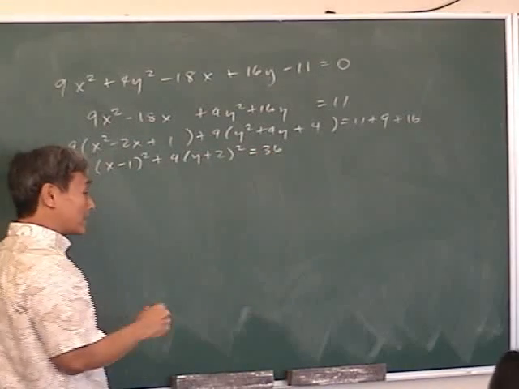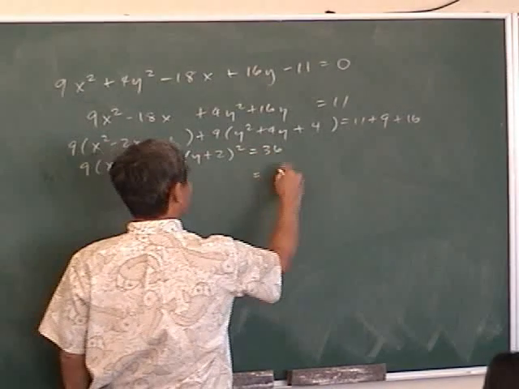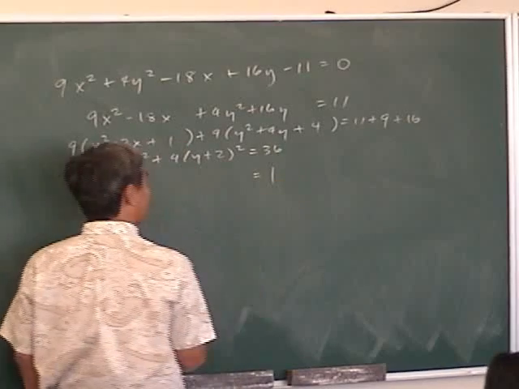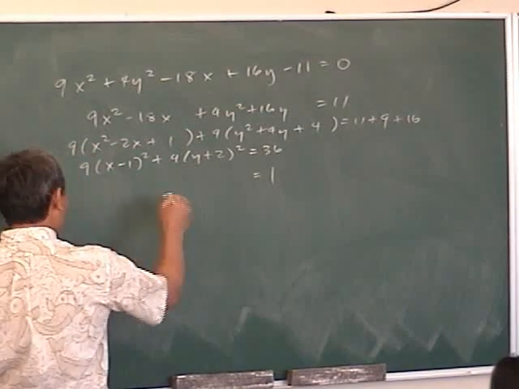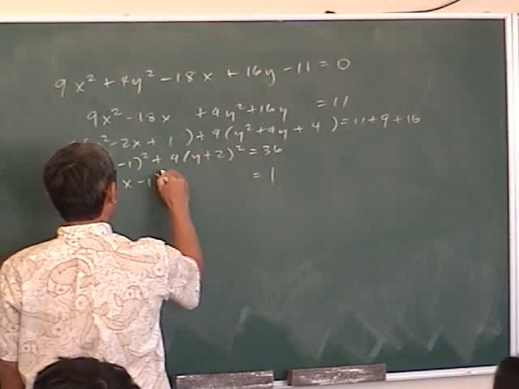Now, in order to get this into standard form, what do I need this side to be? 1. So how do I do that? Subtract 35 from both sides. No, you divide by 36. What's wrong with you?